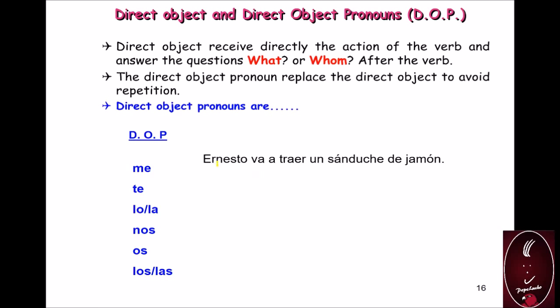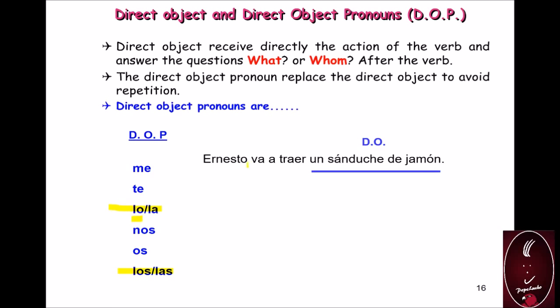Let's ask the question. Ernesto is going to bring what? Un sándwich de jamón. That's my direct object. Un sándwich de jamón is not a person, it is an object, a thing. So I have two options here. I can choose one of those or one of those. Un sándwich de jamón is singular masculine. My only option is this, singular masculine. So I'm going to replace it with lo.